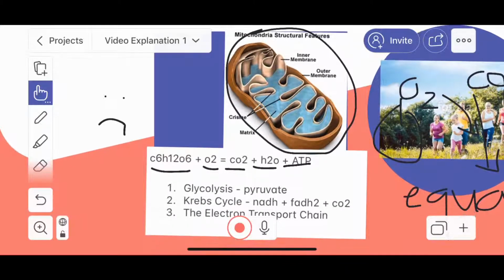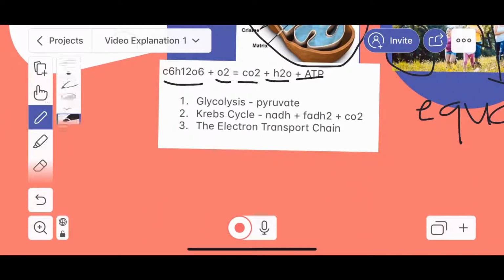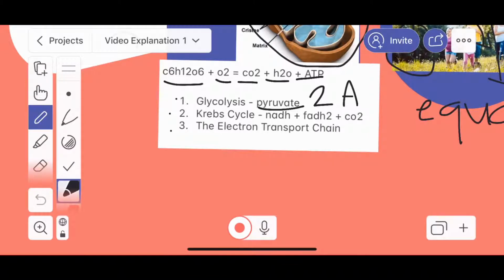Glycolysis is a simple 10-step process that breaks down 1 molecule of glucose into 2 molecules of pyruvic acid. During this process, a net gain of 2 ATP is made. Glycolysis occurs in the cytosol of the cytoplasm of the cell, or the cytoplasm.